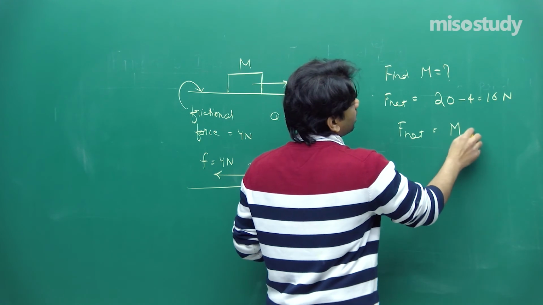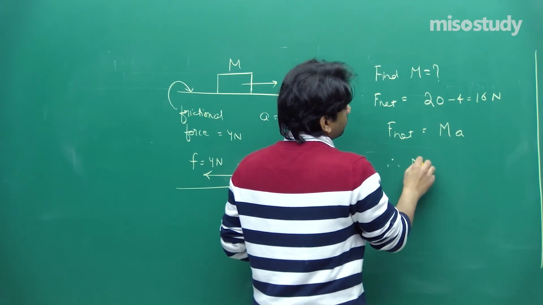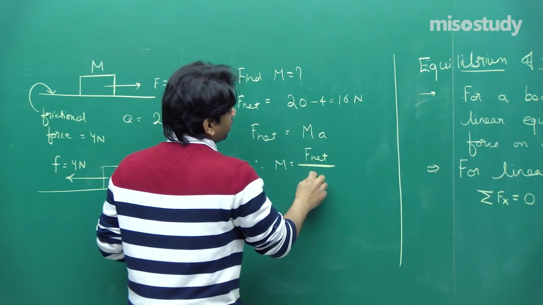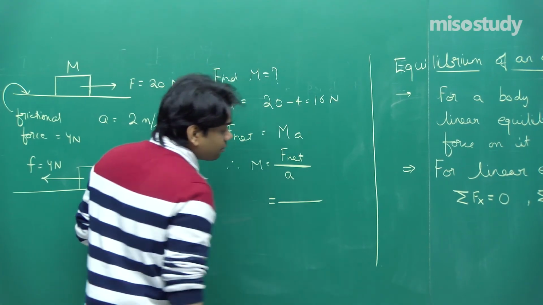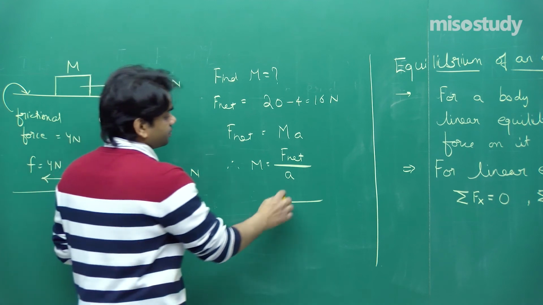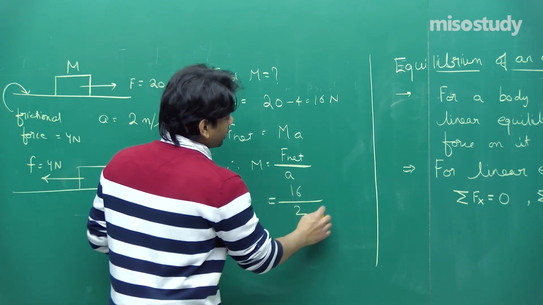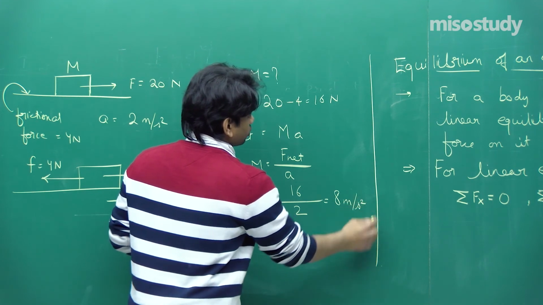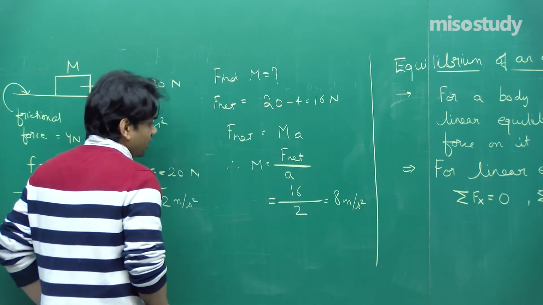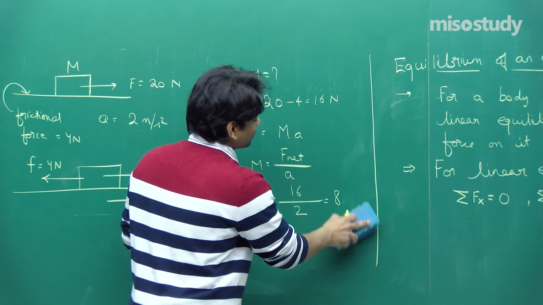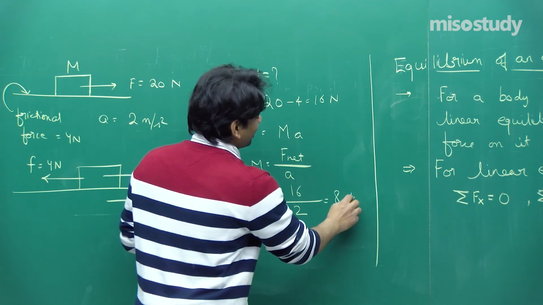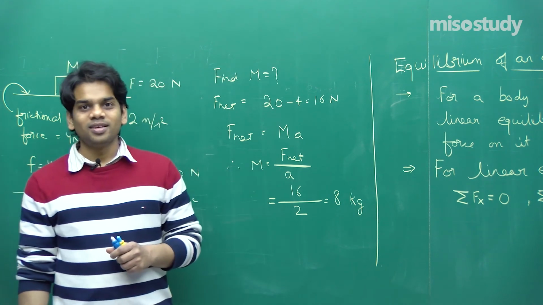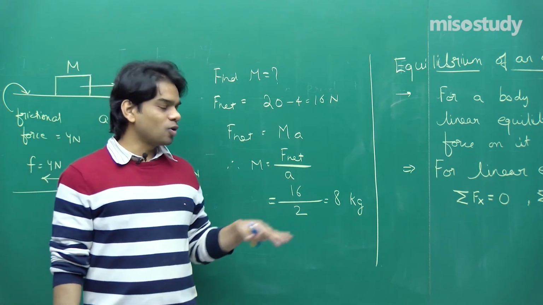F net is equal to mass into acceleration, hence mass is equal to F net divided by a. That will come out to be F net, that is 16, divided by 2, that comes out to be 8. Sorry, 8 kg we need to mark down. I wrote meter per second square, that is the value of acceleration. 8 kg is the value of mass of the object. This is what we are observing and how to apply Newton's second law.